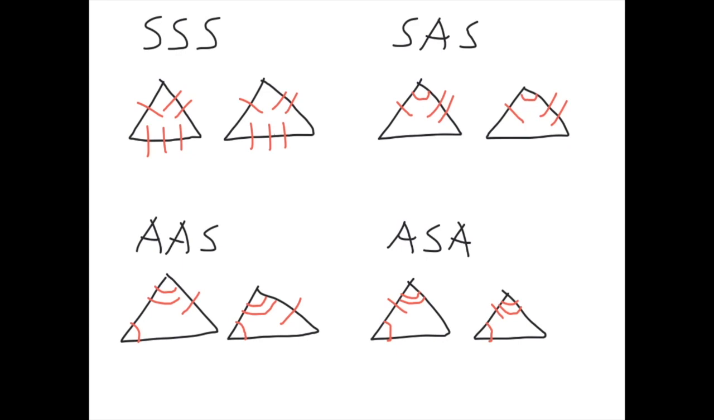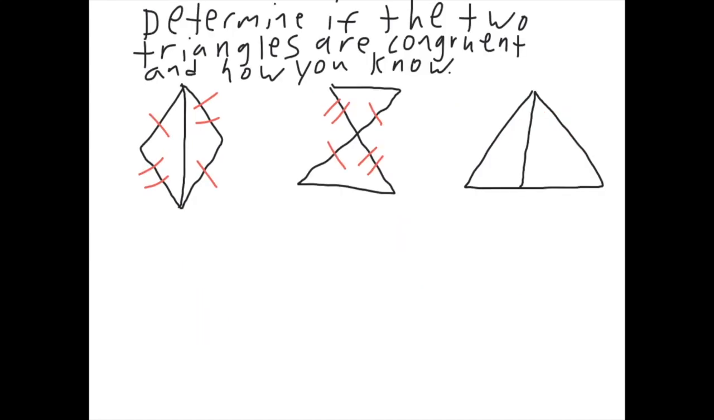Alright, now let's use some of this. For this, I want you to determine if the two triangles are congruent and how you know. State how you know that they are congruent. So we've got 3 different problems right here. 1, 2, 3.